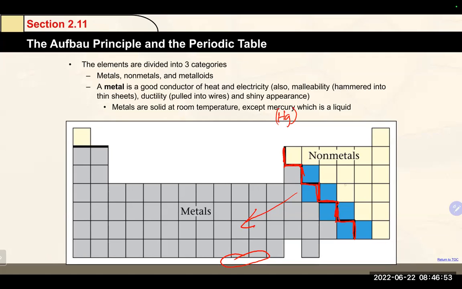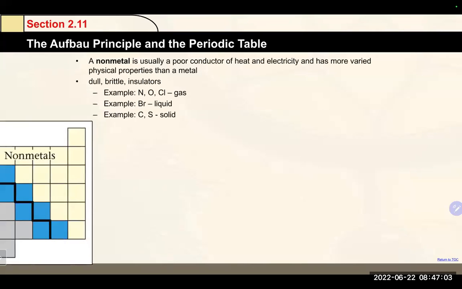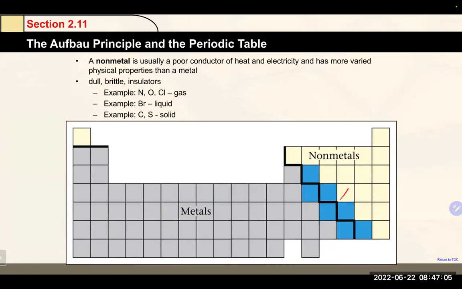Kind of up to the right here of that staircase are where we find our nonmetals. And nonmetals pretty much have the opposite characteristics of metals. They are bad conductors of heat and electricity. They're dull, they're brittle. But also very different is a lot of nonmetals have different states as they come. A lot of them are gases.